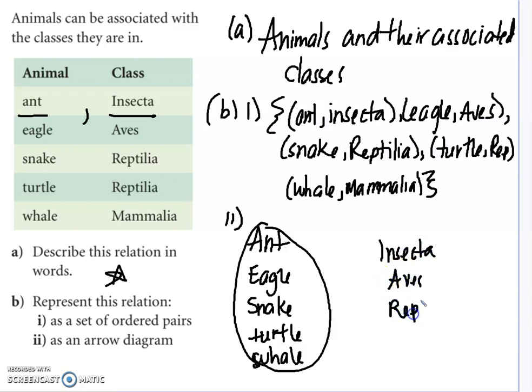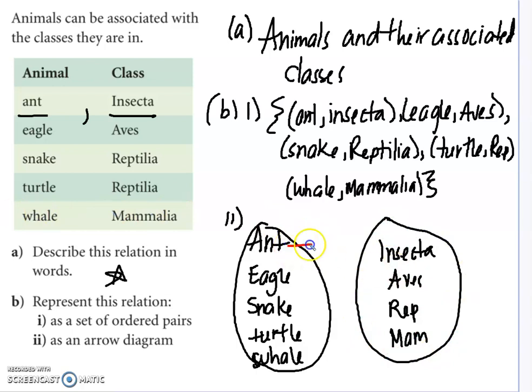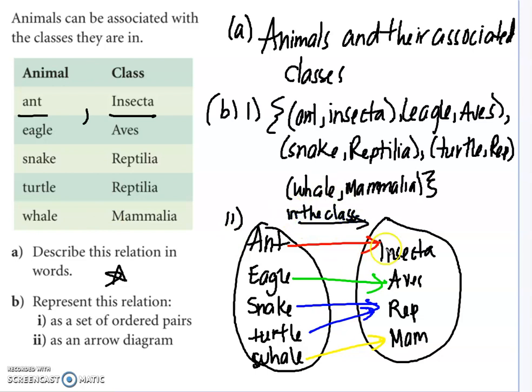But remember, you don't need to repeat something if it's there twice, because in this, we can actually just create multiple arrows. So let's associate with some arrows. Ant is insecta, eagle is aves, snake is reptilia, but also turtle is reptilia, and then whale is mammalia. One last thing we need to make sure we do is describe what the arrow means. So in the class, because this will say an ant is in the class Insecta.